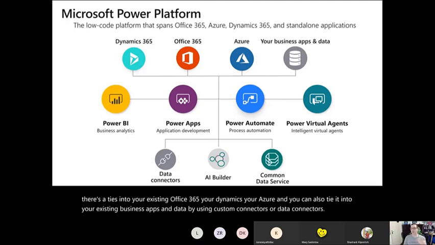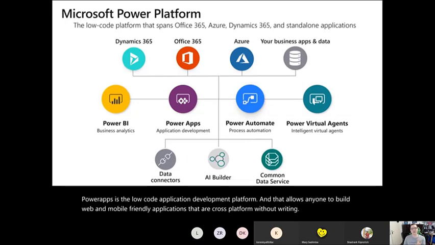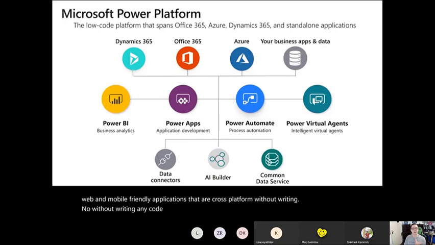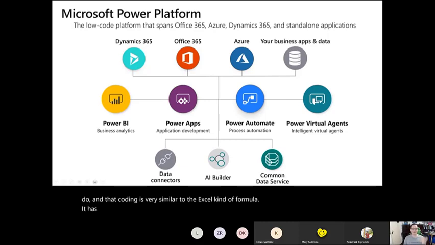So Power Apps is their low-code application development platform, and that allows anyone to build web and mobile-friendly applications that are cross-platform without writing any code. I mean, they call it a low-code, no-code platform. There's a no-code approach, and then there's just putting a little bit of extra code in to make it do what you want it to do. And that coding is very similar to the Excel kind of formulae. And it has access to over 250 different connectors.